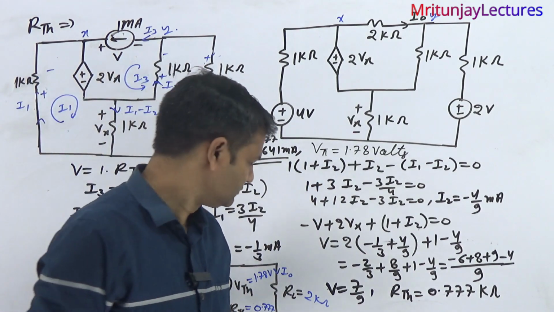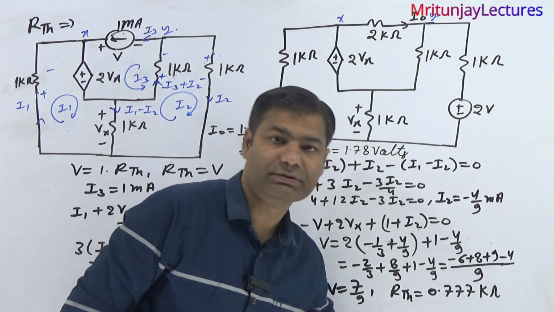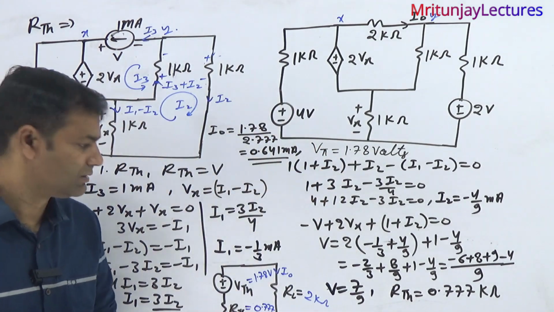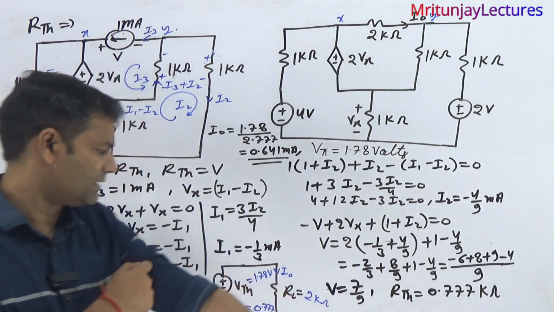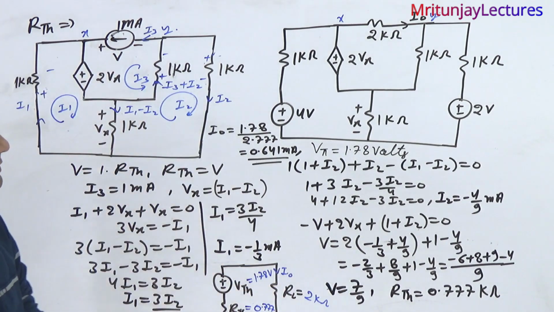Okay, clear or not? Simple. We got RTH. RTH is like this one, and after that put this value and we got I naught.